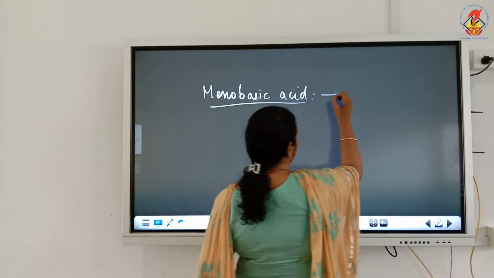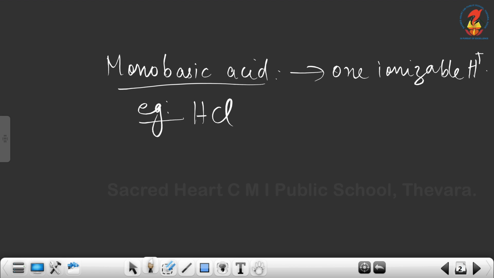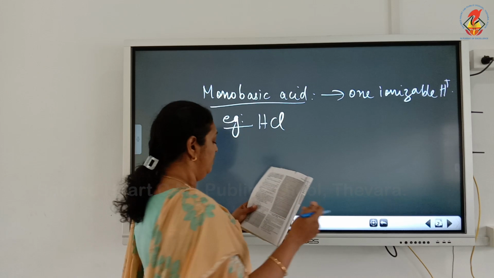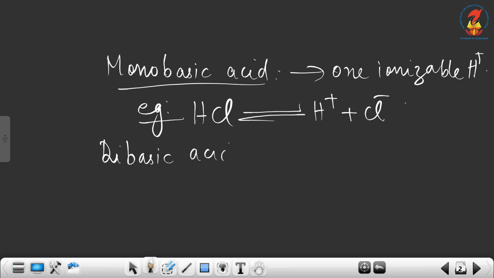So, here we have only one ionizable proton, that is H plus. For example, HCl. This is a monobasic acid because HCl will ionize or dissociate to give H plus plus Cl minus. We have only one ionizable proton. Now, dibasic acids. Dibasic acid means there will be two ionizable protons.